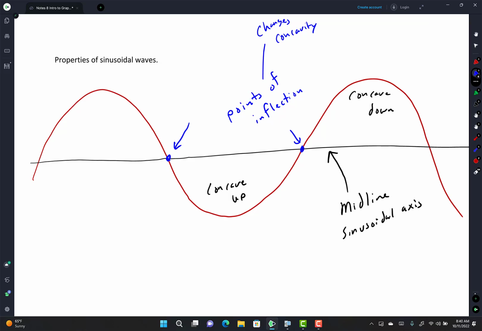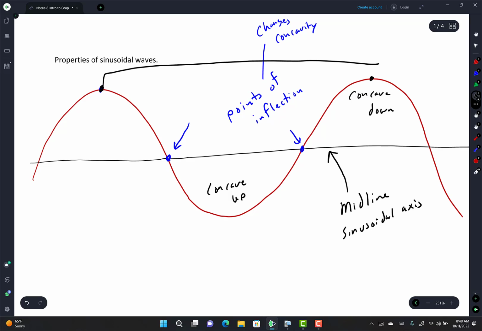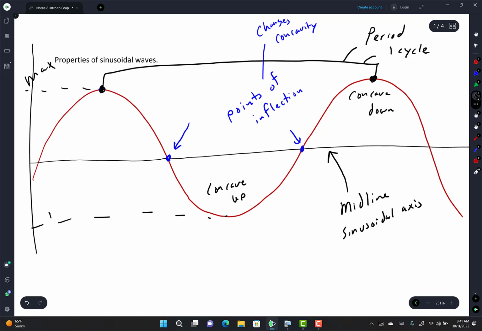Let's see, what else? The period. Peak to peak. It doesn't have to be peak to peak, guys. It could be point of inflection going up to point of inflection going up. But peak to peak, that is called a period. You can also call it one cycle. Peak to peak, one period, one cycle. Let's see, am I missing anything? If I were to call this a y-axis, then this is called a max, and this is called a min.